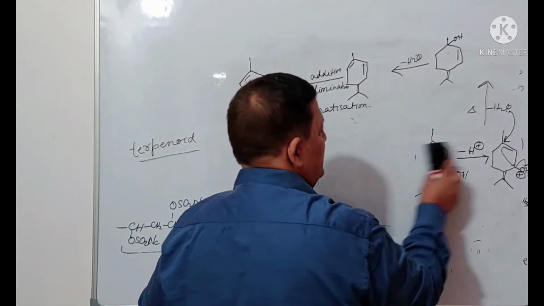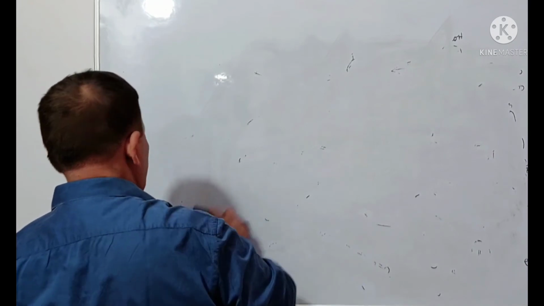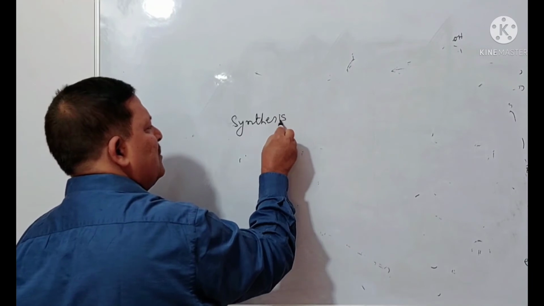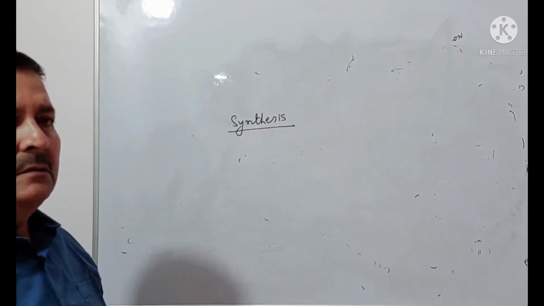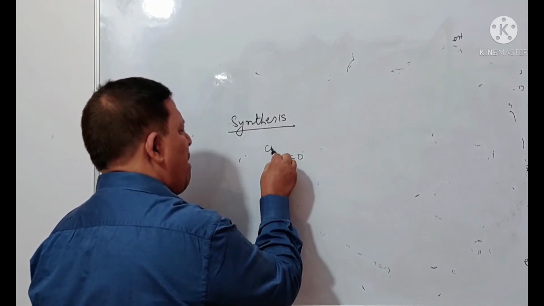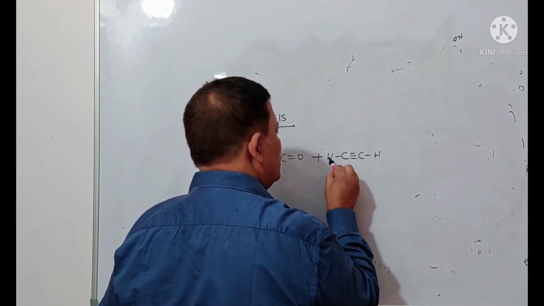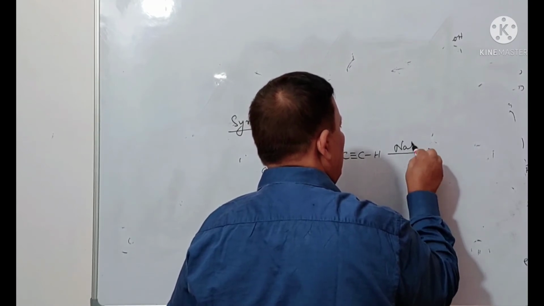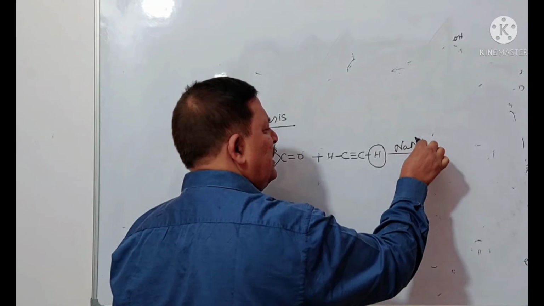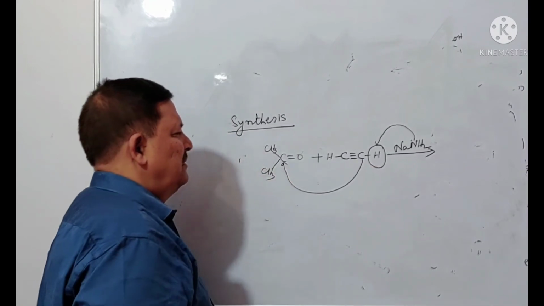Finally, the structure of citral can be proved by its synthesis. In this reaction, acetone is first allowed to react with ethyl. Simply, this acidic hydrogen is replaced by a strongly basic amide ion, a carbanion is formed, and a nucleophilic addition takes place.